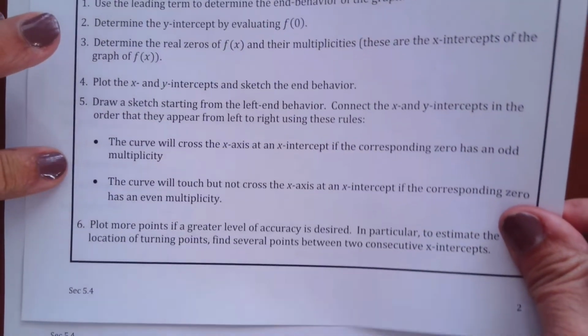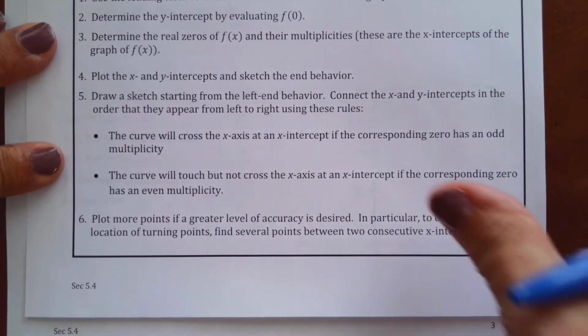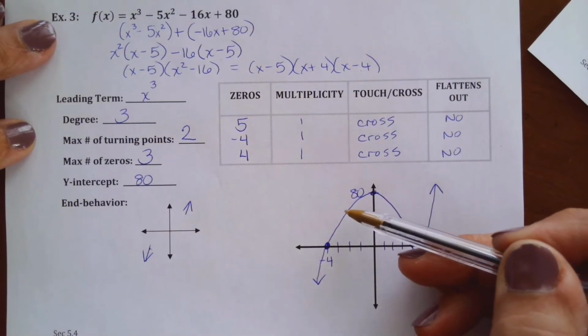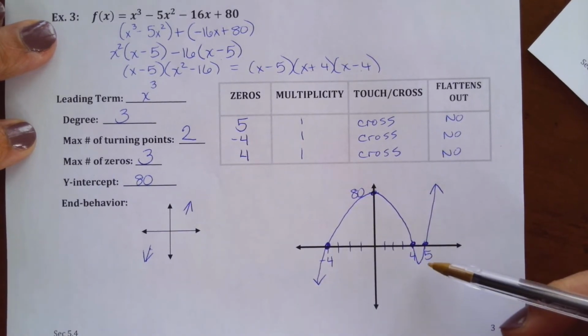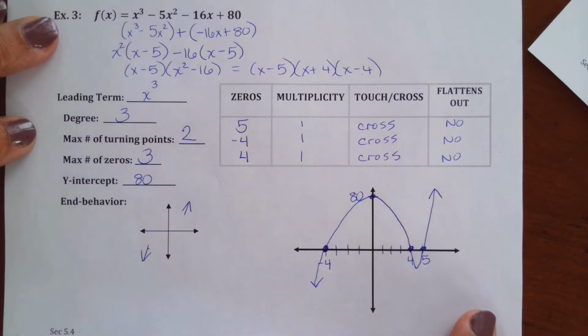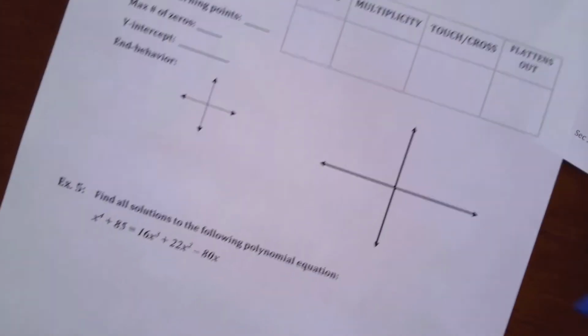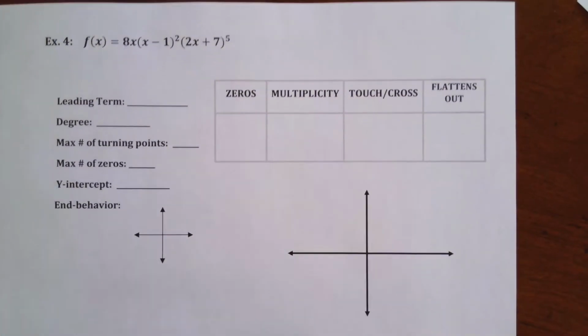Now number 6 says plot more points if you need better accuracy. So if you're in Hawks and it needs an exact graph, well, then you probably want to pick a point over here to kind of know where it is. You want to pick a point down here to know where it is. So I'm just giving you the sketch. I'm not plotting points. So that just depends on accuracy, how much you're asked to find. All right, let's do one more of these, and then we've got a couple more problems to look at.